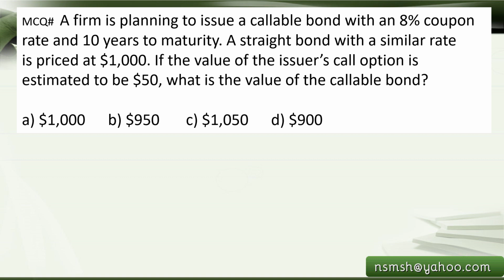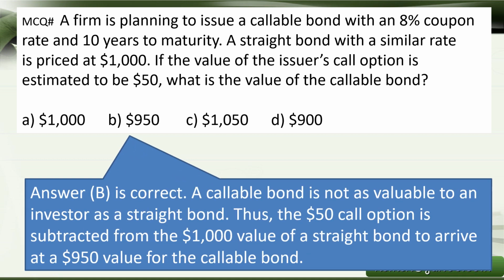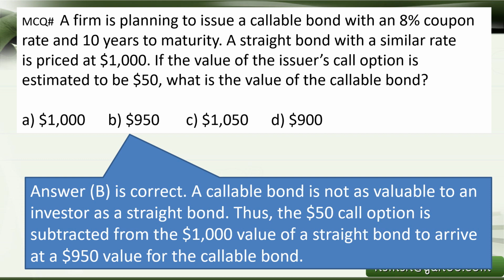A firm is planning to issue a callable bond with an 8% coupon rate and 10 years to maturity. A straight bond with a similar rate is priced at $1,000. If the value of the issuer call option is estimated to be 50, what is the value of the callable bond? The bond is priced at $1,000 and the issuer's call option is priced at 50, so naturally the difference, 1000 minus 50, is 950.